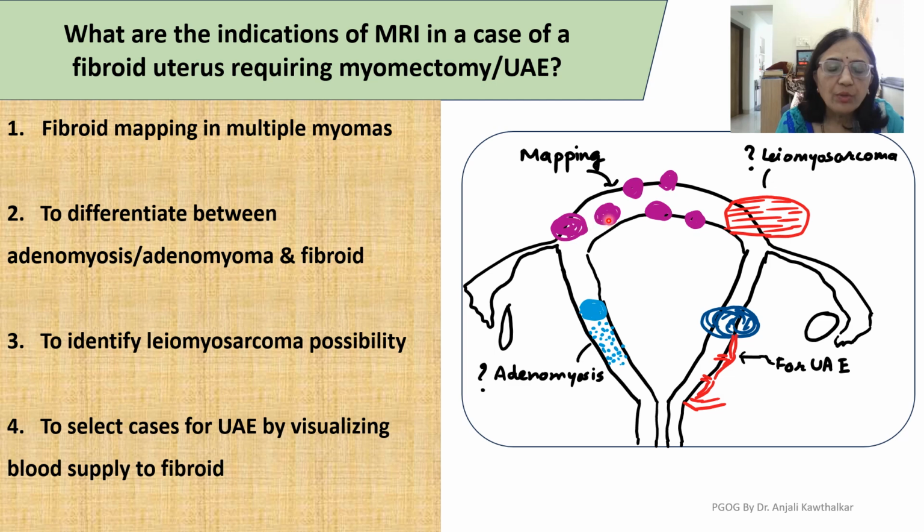So preoperatively only we know how many are intramural, how many are submucous, how many are subserous, and which are in proximity to each other, so that while performing the surgery, we do not miss out and there is complete removal of all the leiomyomas. That is fibroid mapping. Then it helps us to differentiate between adenomyosis and fibroid.